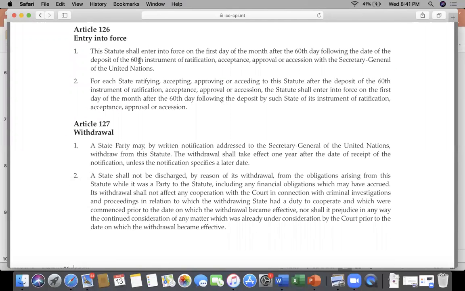if a state has ratified, accepted the statute after the deposit of the 60th instrument of ratification, the statute shall enter into force on the first day of the month after the 60th day following the deposit by such a state of its instrument of ratification, acceptance, approval, or accession. So 60 days and thereafter the first day of the month.